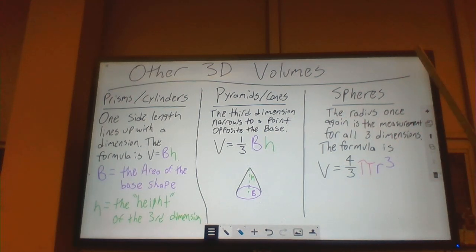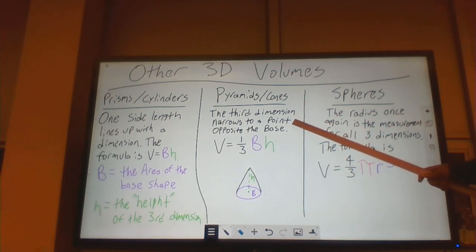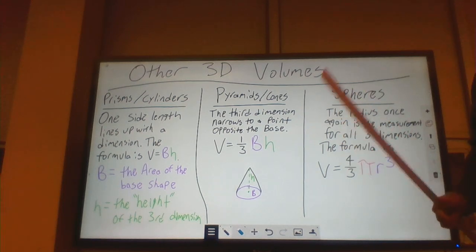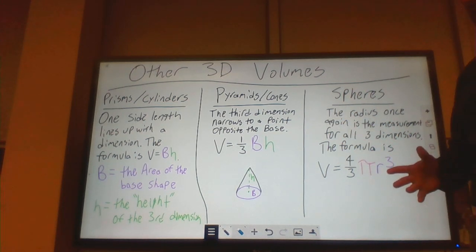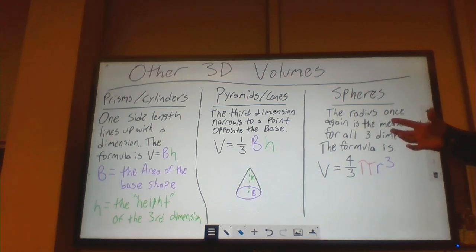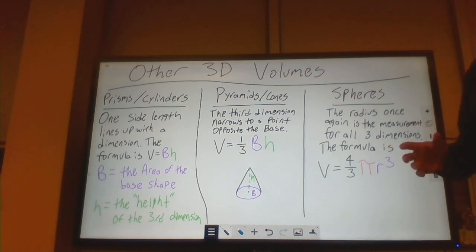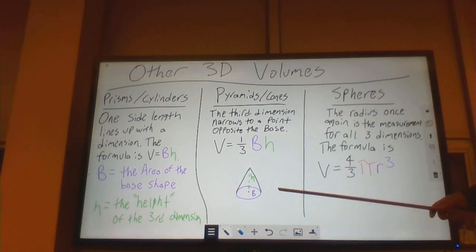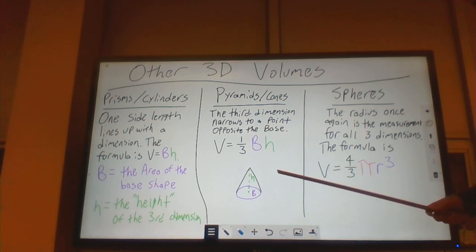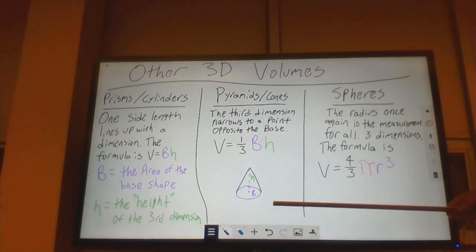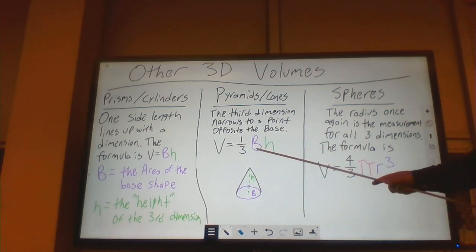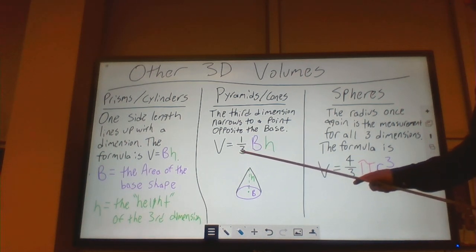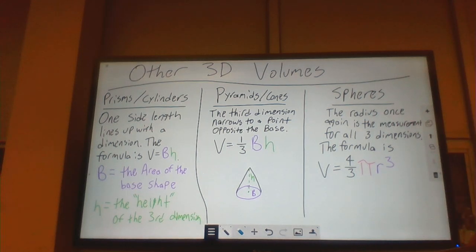Now, a pyramid or a cone is very similar. The only difference is that the 3rd dimension narrows to a point opposite the base, which mathematically actually just cuts the volume by 2/3. So all you need to do in order to get the volume of a cone rather than a prism, or a pyramid rather than a prism, is simply take that base, that area base, times the height, and divide it by 3. And you're done with that. So another pretty easy formula to remember.